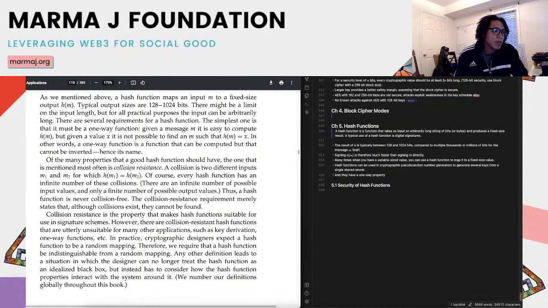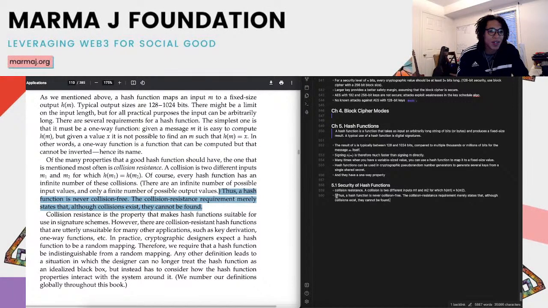Of the many properties that a good hash function should have, the one mentioned most often is collision resistance. A collision is two different inputs M1 and M2 for which H(M1) equals H(M2). Of course, every hash function has an infinite number of these collisions. There are an infinite number of possible input values and only a finite number of possible output values. Thus, a hash function is never collision-free. The collision resistance requirement merely states that although collisions exist, they cannot be found. Collision resistance is the property that makes hash functions suitable for use in signature schemes.